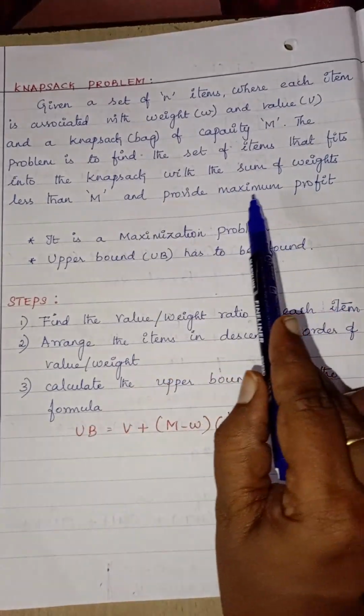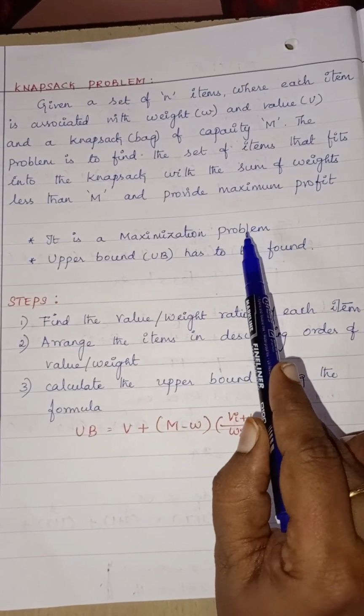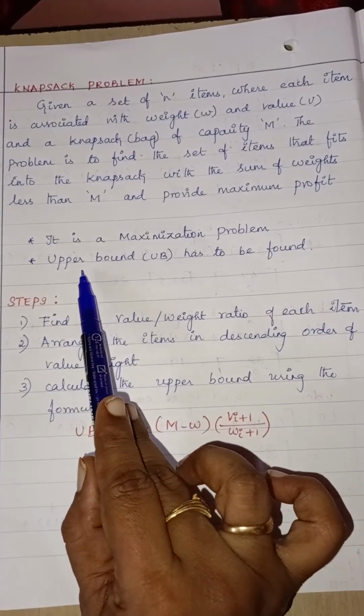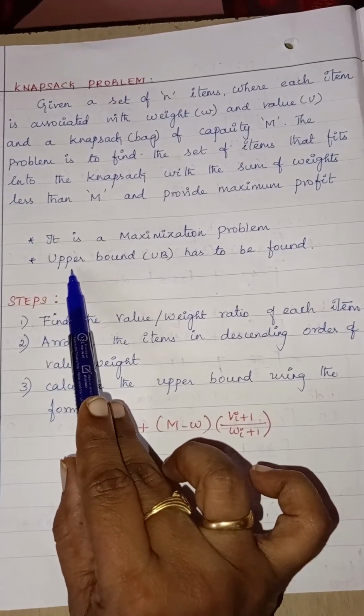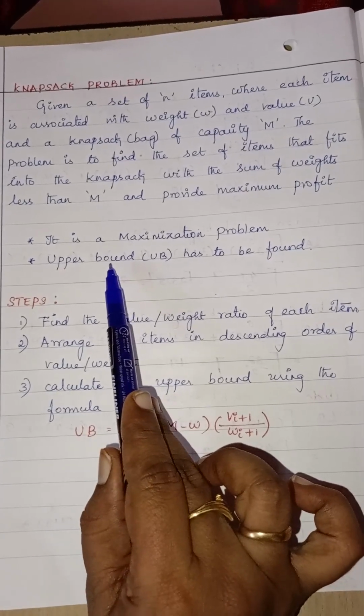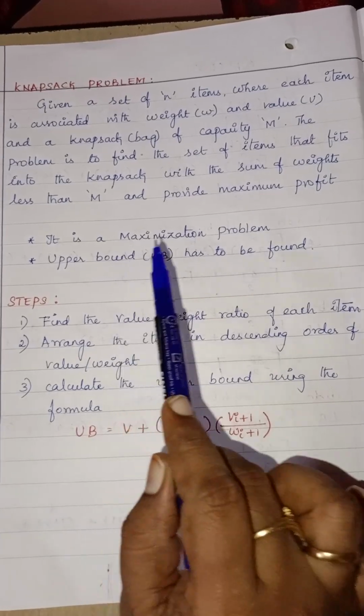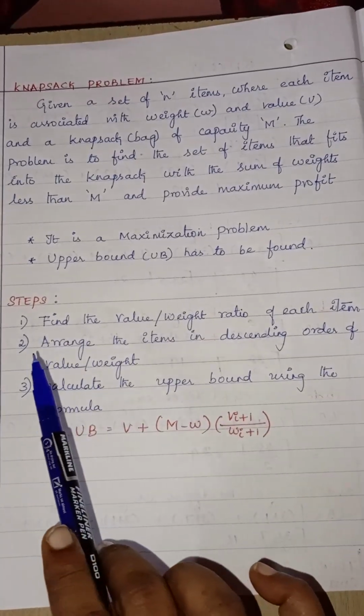Since this is maximum profit, it comes under a maximization problem, and in a maximization problem, instead of a lower bound, you will be calculating an upper bound. In TSP it was minimal cost, so it was a minimization problem with a lower bound. Here it is maximal profit, so it is a maximization problem with an upper bound.